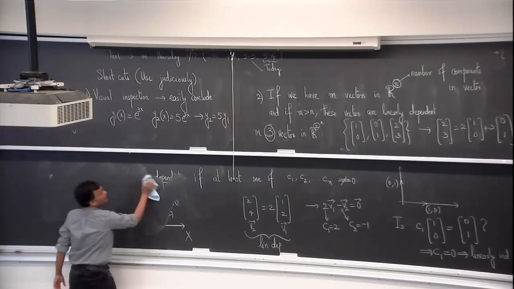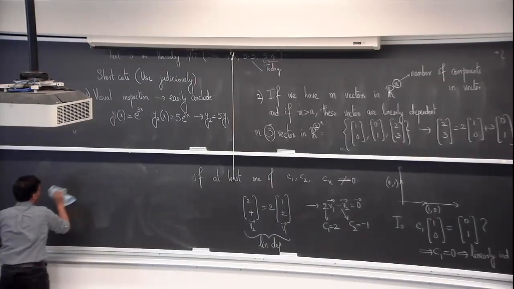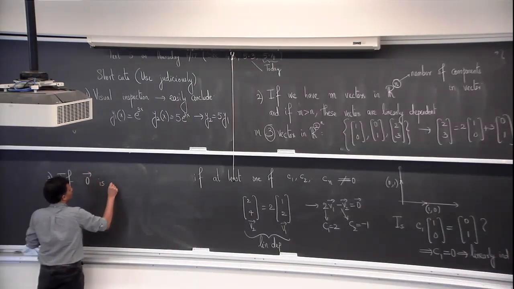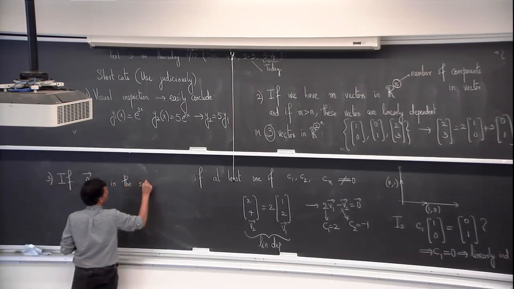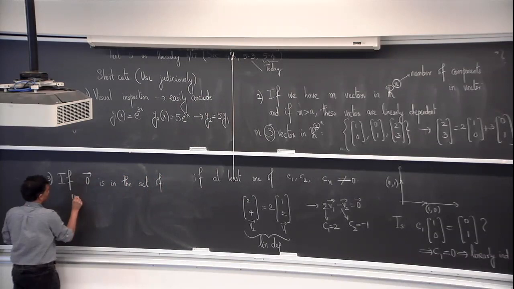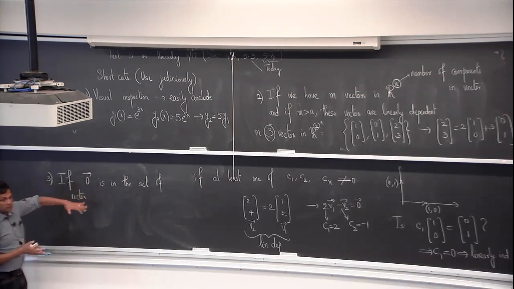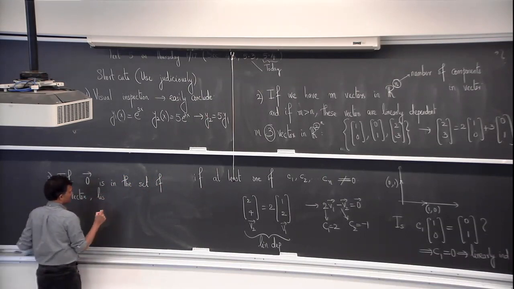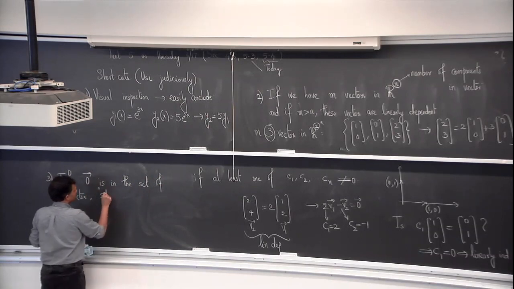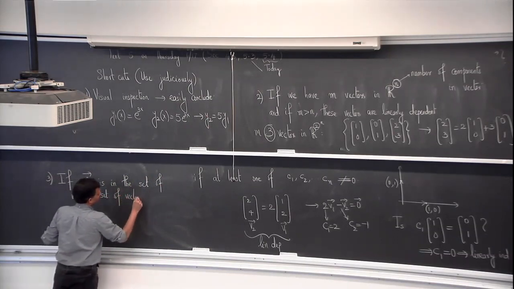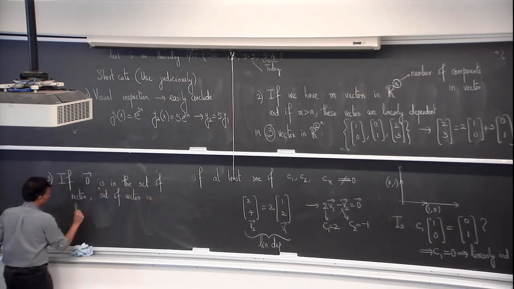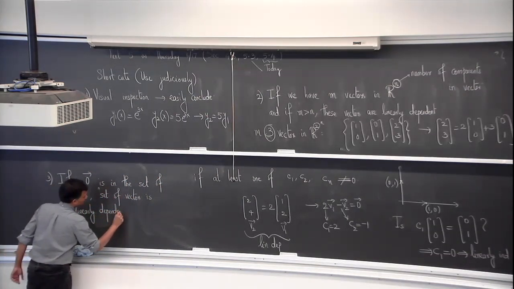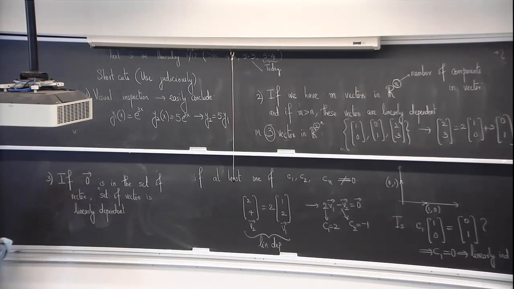All right, shortcut number 3. If the 0 vector is in the set of vectors, okay, now this is not a difficult one to spot, right? The 0 vector is sitting there, you see it's there. Then the set of vectors is linearly dependent, irrespective of whatever else is going on there.